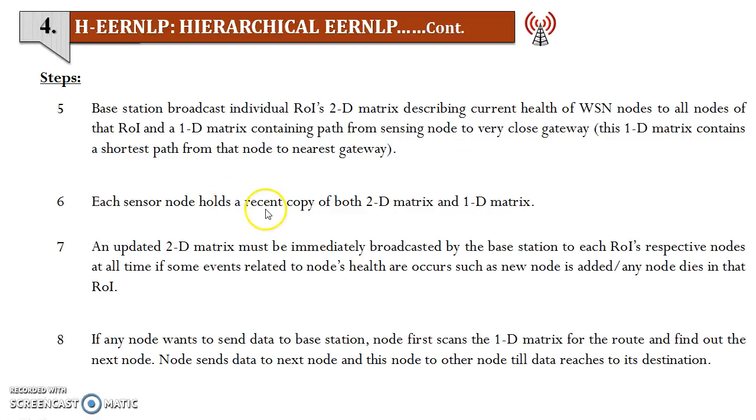Each sensor node holds a recent copy of both the 2D matrix and the 1D matrix. An updated 2D matrix must be immediately broadcast by the base station to each region of interest's respective nodes at all times, if some events related to node health occur, such as a new node is added or any node dies in that region of interest. If any node wants to send data to the base station, the node first scans that 1D matrix for the route and finds the next node.